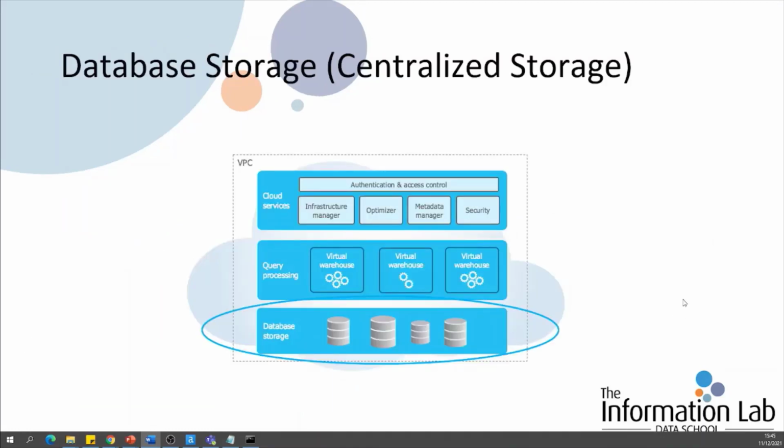So the first one, the database storage or centralized storage, is where data is loaded into Snowflake and reorganized into Snowflake's internal optimized compressed columnar format. Snowflake stores this optimized data in cloud storage. Snowflake also manages all aspects of how this data is stored. The organization, file size, structure, compression, metadata, statistics, and other aspects of data storage are handled by Snowflake itself. The data objects stored by Snowflake are not directly visible nor accessible by customers. They are only accessible through SQL query operations run using Snowflake.